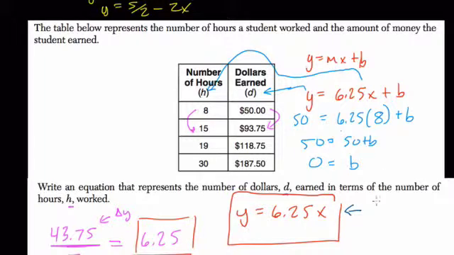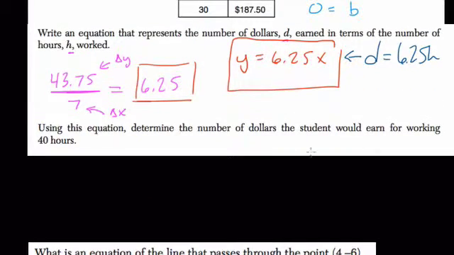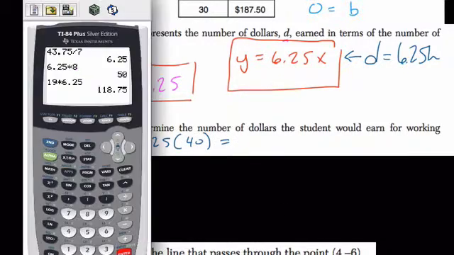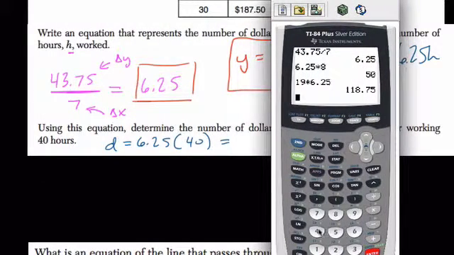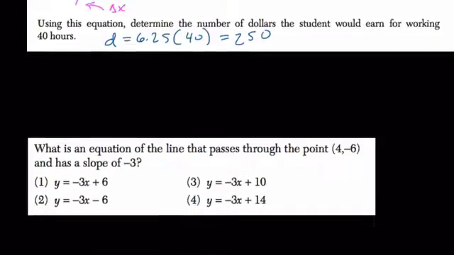So they say D, number of dollars earned, equals 6.25 times hours, the hours you've worked. Using this equation, determine the amount the student will earn working for 40 hours. So D equals 6.25 times 40. And what does that equal? Well, 40 times 6.25 is $250. Make sure you use the equation here to represent your work.